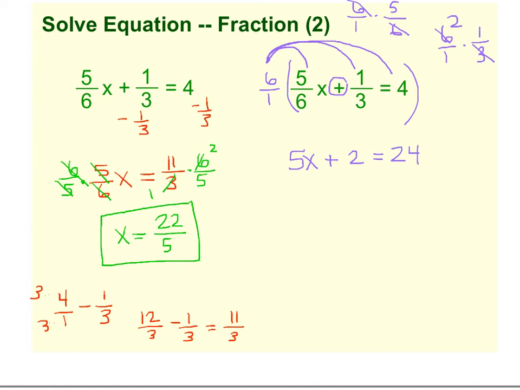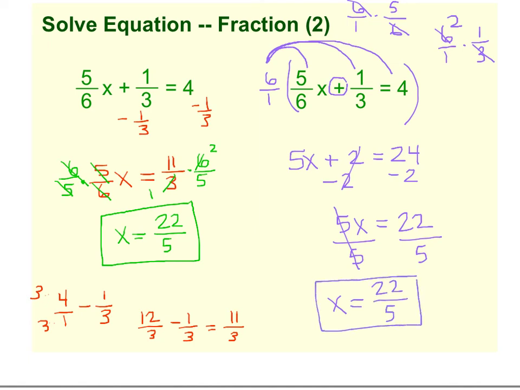And now we solve this equation. You undo any addition or subtraction first, so subtract 2 to undo the plus 2. We have 5x equals 22. Opposite of multiplying by 5 is dividing by 5. To make those cancel, divide by 5, and we get x equals 22 over 5. So again, pick the method you like and just make sure you're really good at that method.